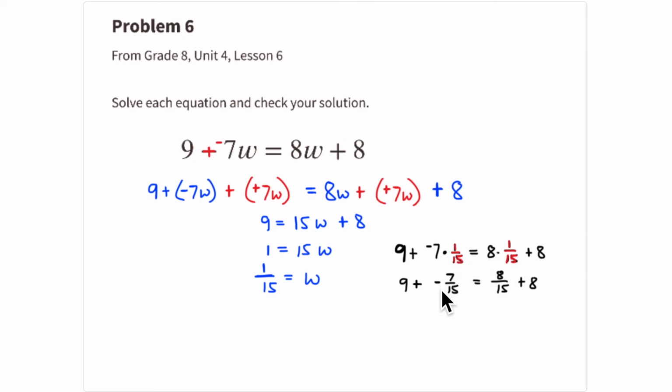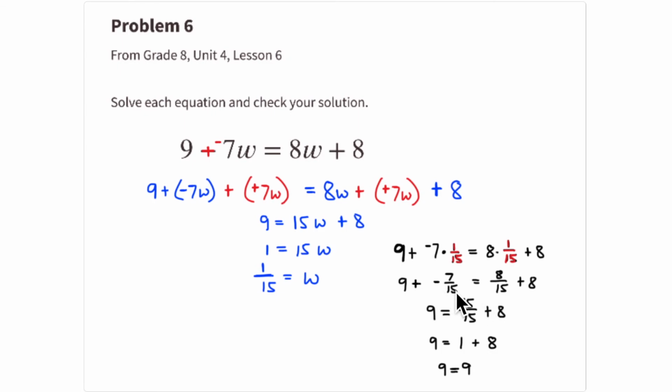Instead, it's a pretty easy fraction to work with, so I chose to just multiply by the fraction. So this is a negative 7/15. This is a positive 8/15. Add 7/15 to this side. This goes away. Add 7/15 to this side. This becomes 15/15. 7/15 plus 8/15 is 15/15. So 1 plus 8 is 9. So 9 equals 9. So in this case, because the fraction wasn't too bad, I multiplied.